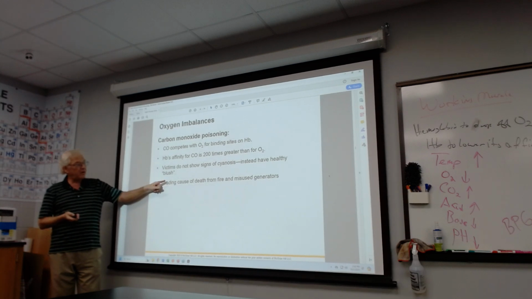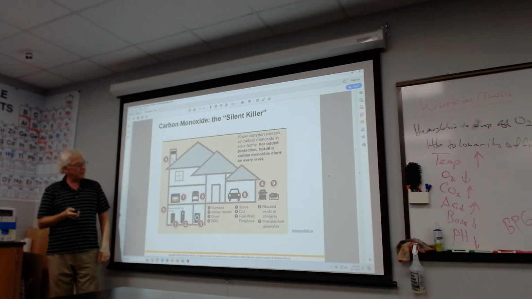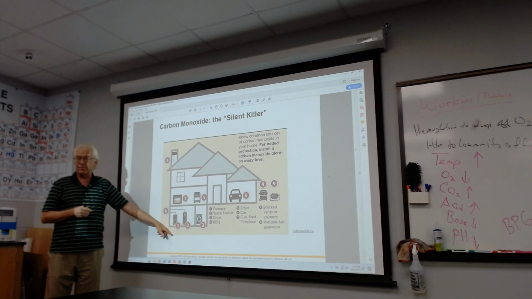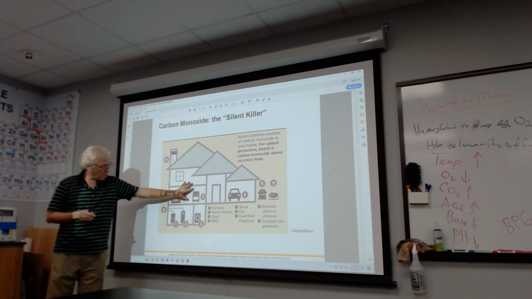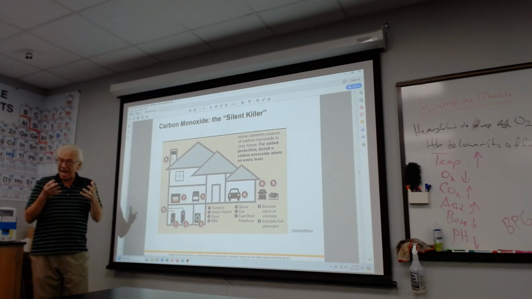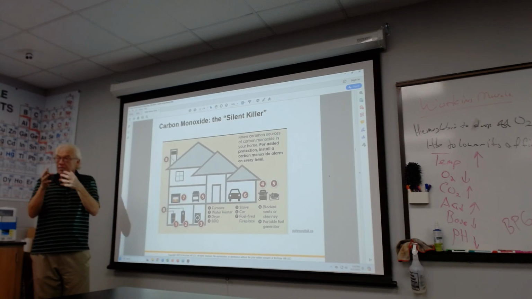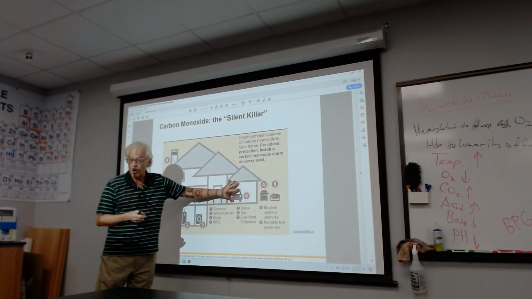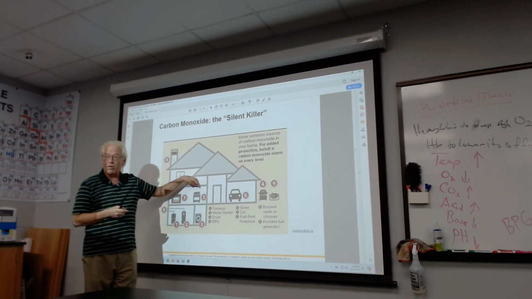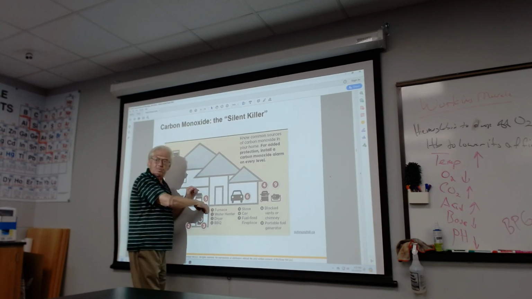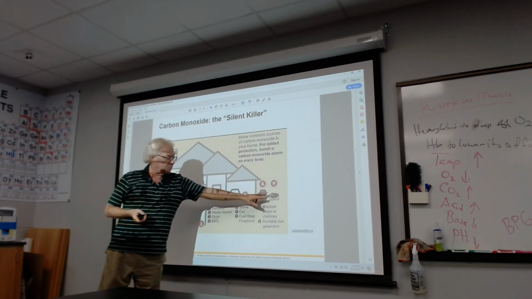But this is the leading cause of death from fire and misused generators. That's a picture I just simply found on the website. If your chimney is plugged up, what's trying to go out goes back into your house. Got it? If you're not using your stove right, or gas-powered appliances are not being vented correctly, they will give off carbon monoxide. Your car, letting it run in a closed garage, or a garage attached to the house. Because where is that carbon monoxide going to go? Into the roof and down into your bedroom. Does that make sense? Same thing with running your generators.